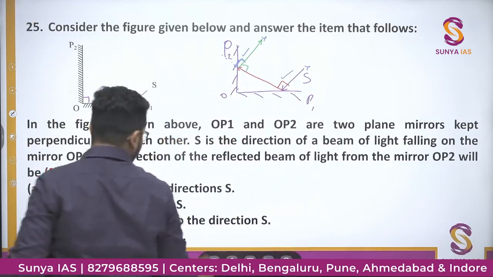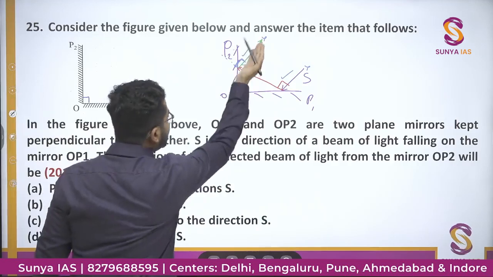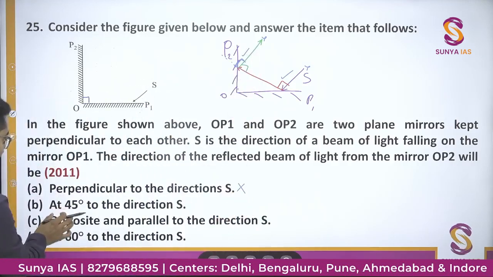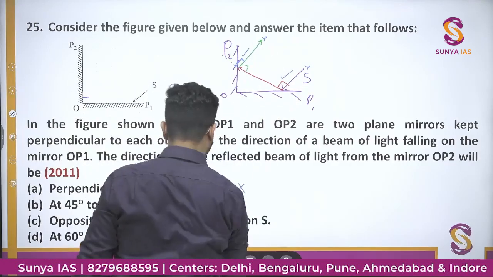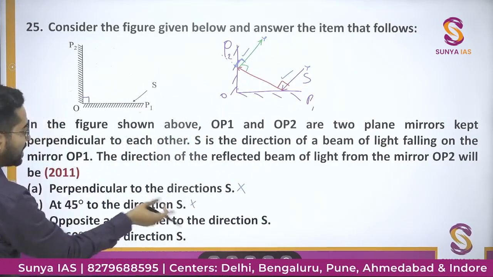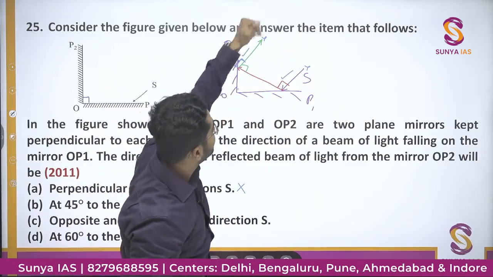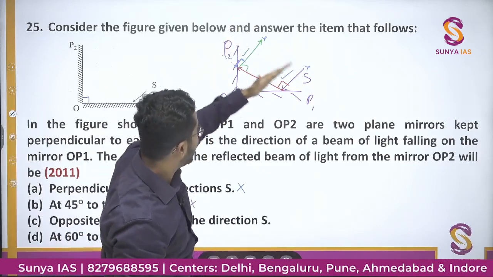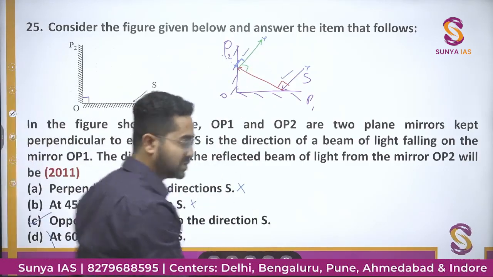So the correct option will be: direction of the reflected beam of light will be perpendicular to direction S. No, it is parallel. This is wrong. At 45 to the direction S. Nahin, 45 nahin hai. Parallel hai. This is wrong. Opposite and parallel to the direction S. Yes, S is the incident ray, and this is going in this direction. So opposite and parallel. So this option is correct. At 60 degree is wrong. So this is the correct option.